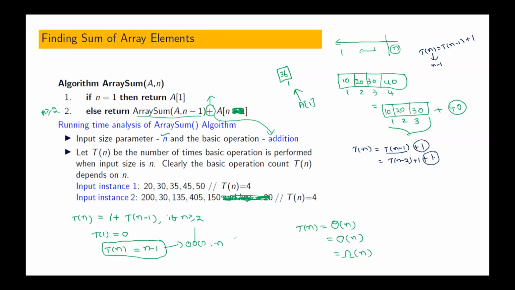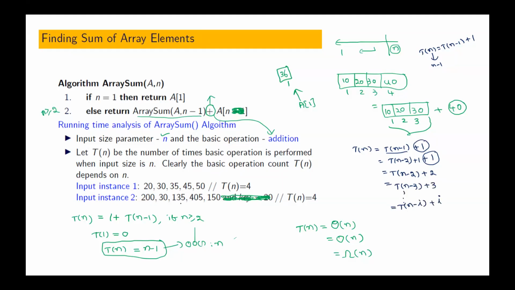Is it okay? So it is T of n minus 2 plus 2. Next, if I substitute for T of n minus 2, what do we get? T of n minus 3 plus 3. And so on, after i times, T of n minus i plus i.